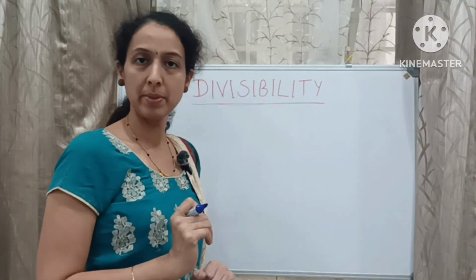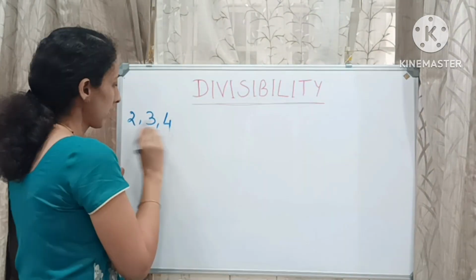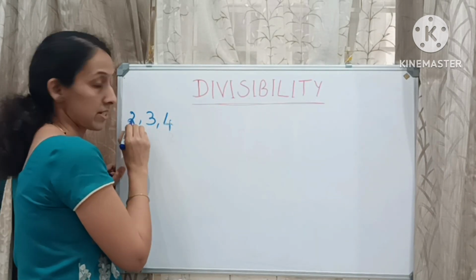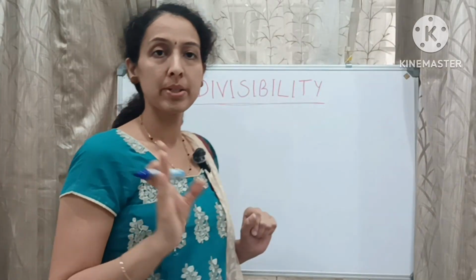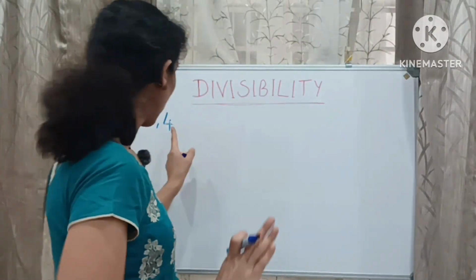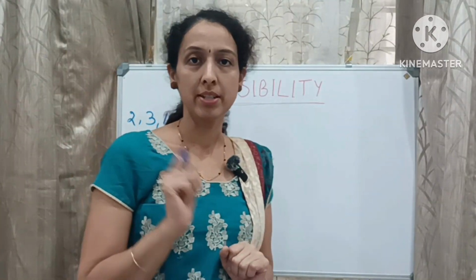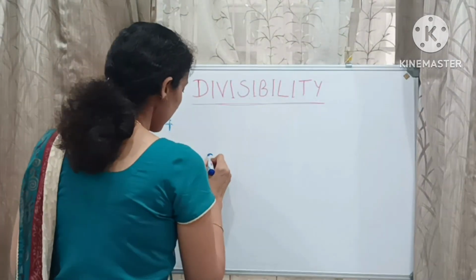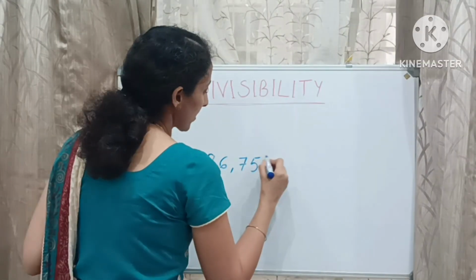Now let us see the divisibility by 4. So, we know that the number 4 is divisible by 2. That means if a number is divisible by 4, then that is also divisible by 2. That means it has to be an even number. Let's take a number 86,752.